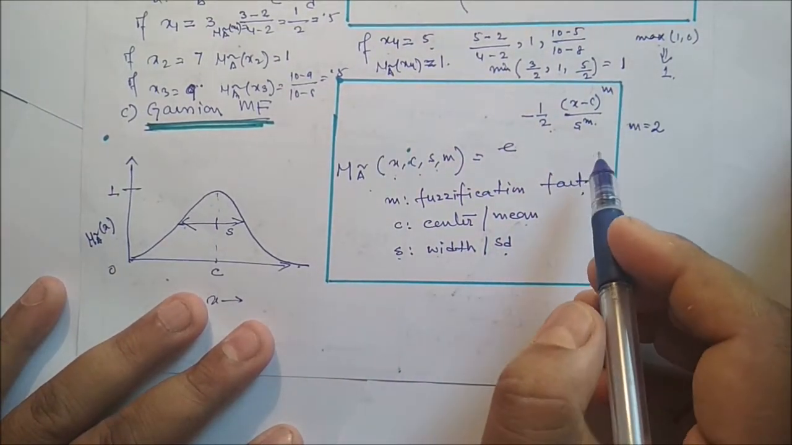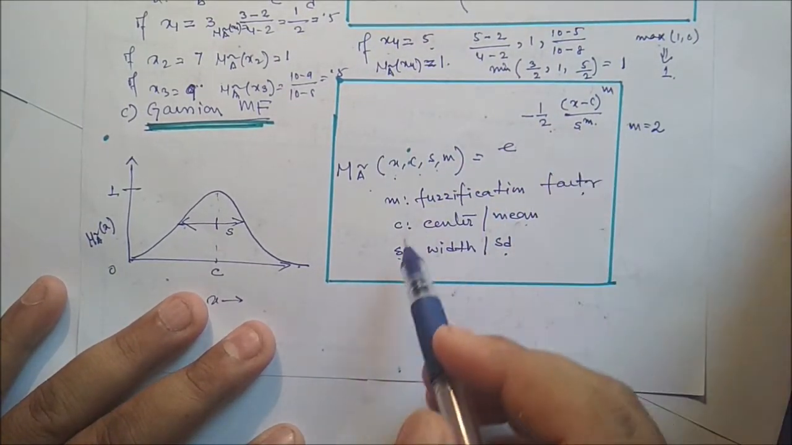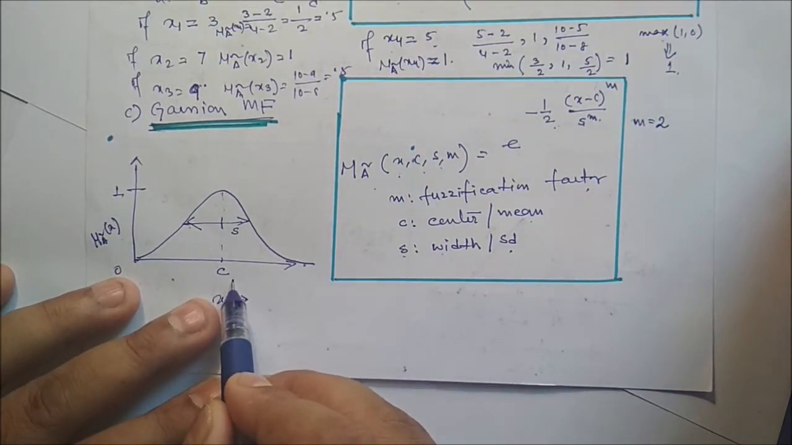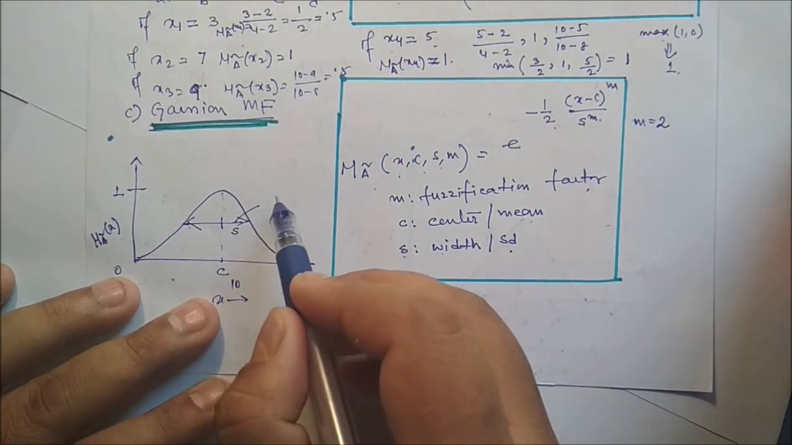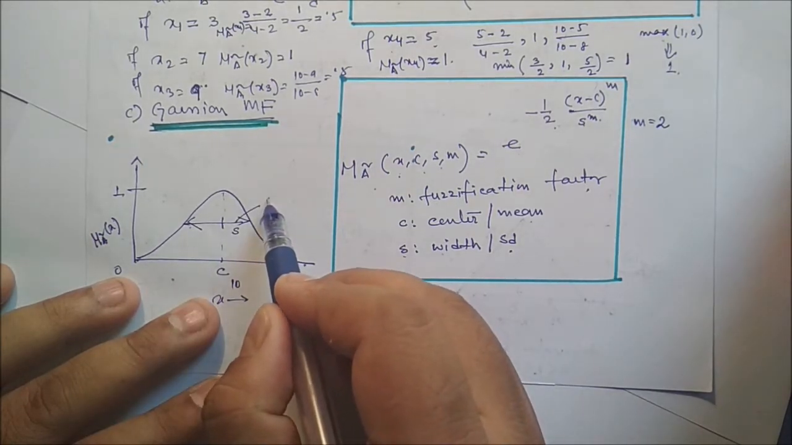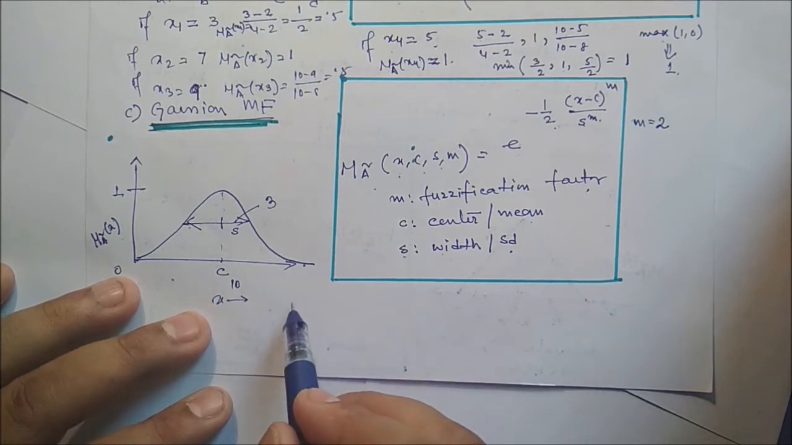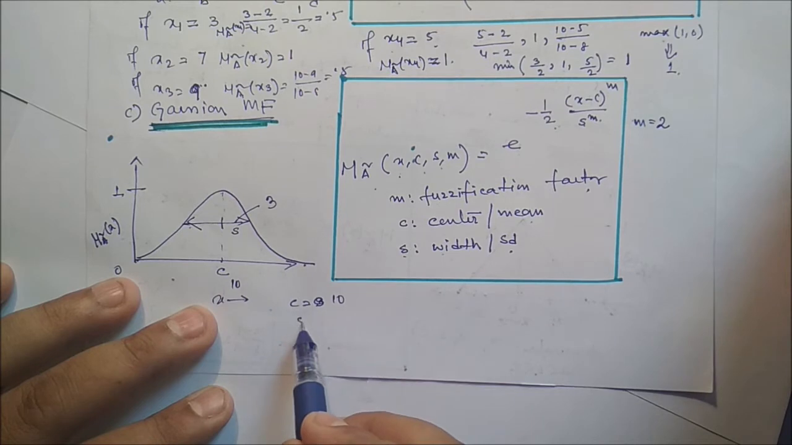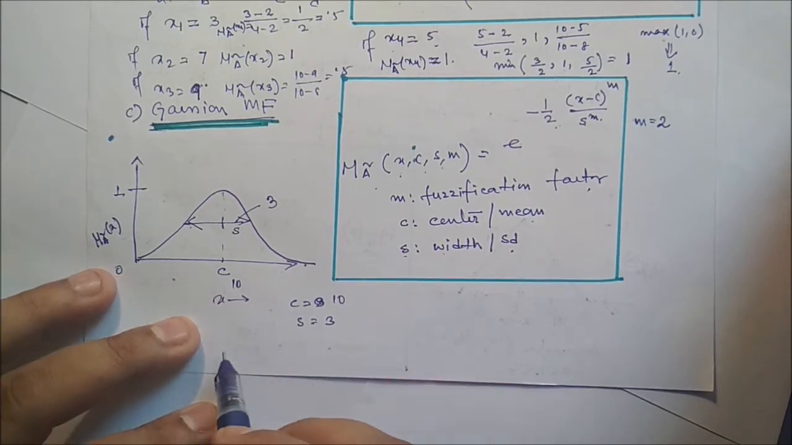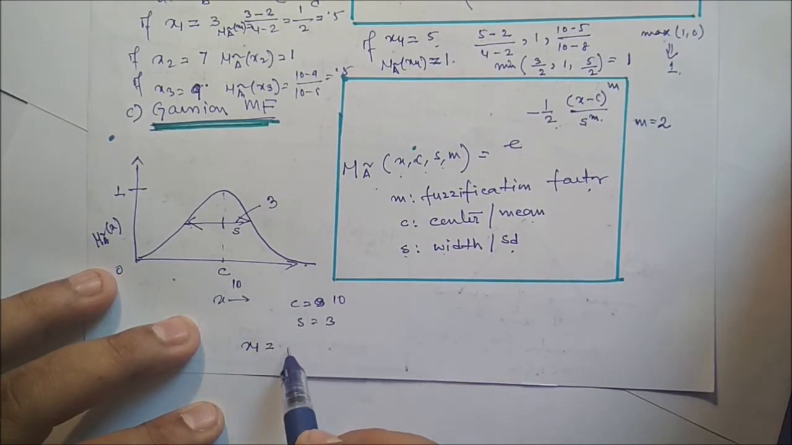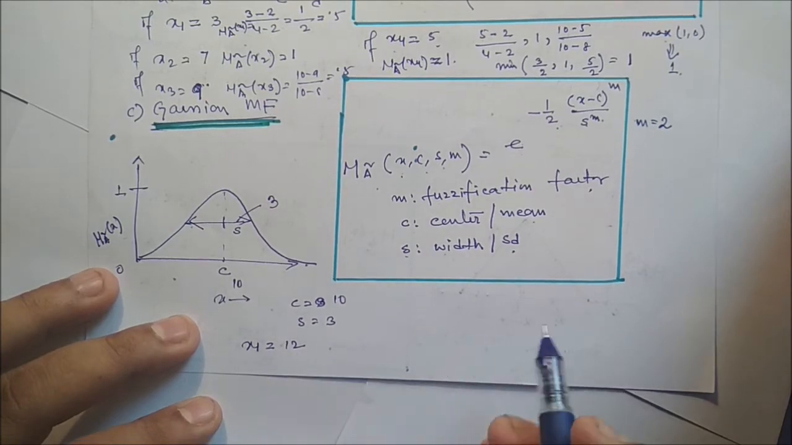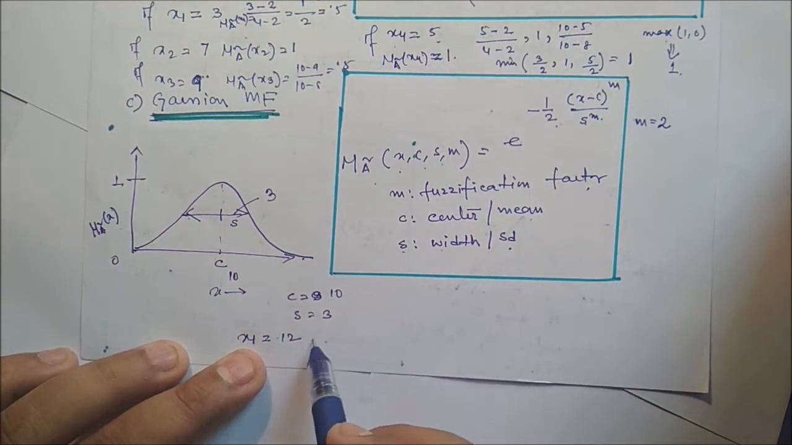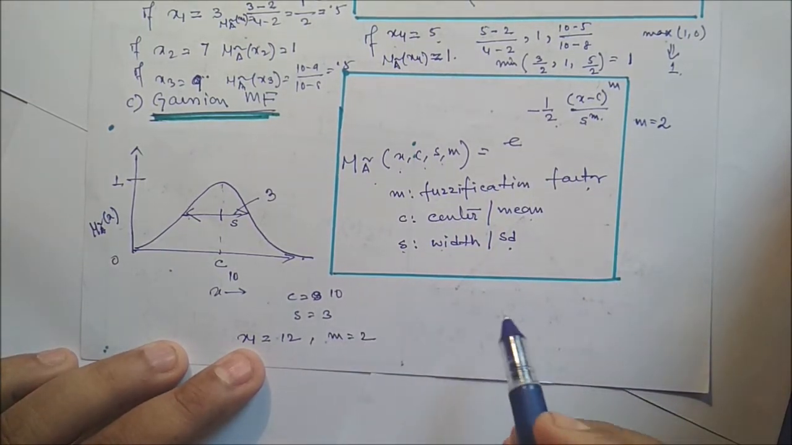Okay, so it's a standard one. Say c is equal to, for example, 4 or 10, and the width, say, is 2 or 3. So that means c is equal to 10 and s is equal to 3, and the value of x is, say, 12. So what should be the membership value of this 12? We have to apply this particular formula, and say the fuzzification factor is 2.